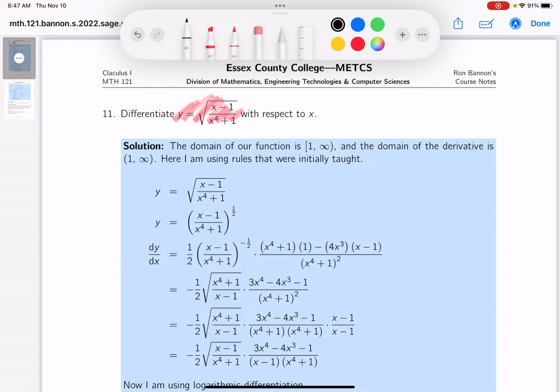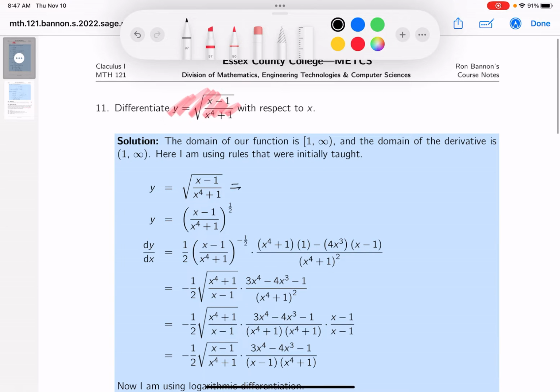All right? So the first technique is just going back to what you did in the beginning of the class, which is using the rules of differentiation. So the first thing I would do is rewrite this as a power, because powers are pretty easy to do. And this would be (x minus 1 over x^4 plus 1) to the 1/2 power.